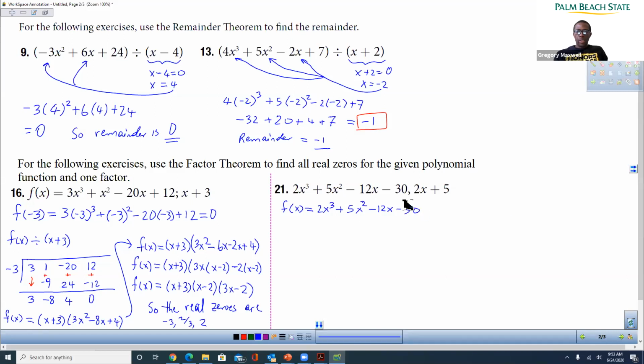And then what I'm going to do is take this linear expression, 2x plus 5, set it equal to 0, and solve for x. X is equal to negative 5/2. Now if I plug negative 5/2 into this expression, I should get 0.